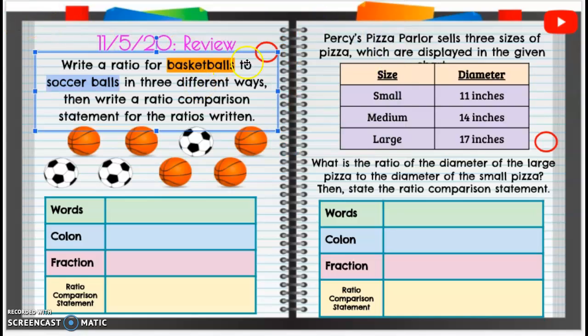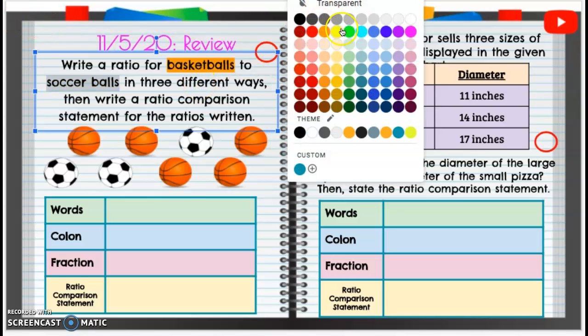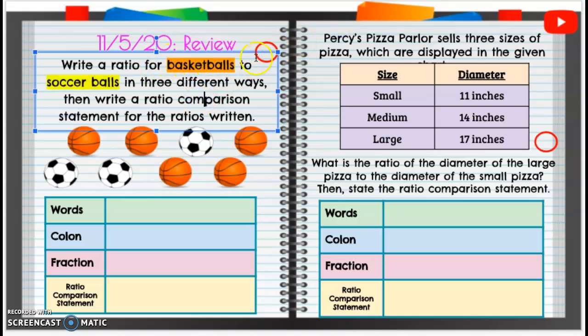Woo! Meant to highlight it, not put the writing in. There we go.